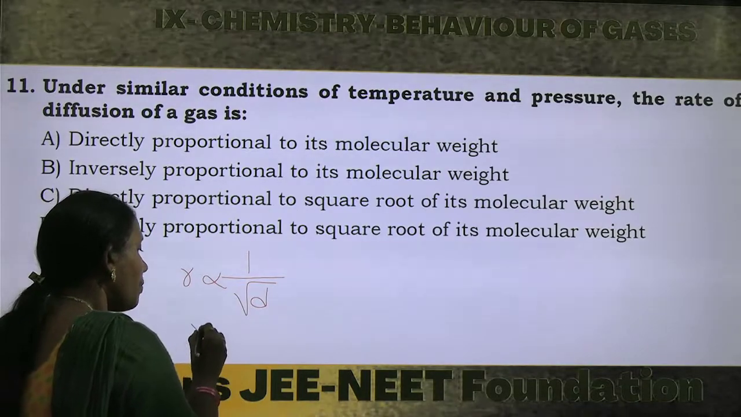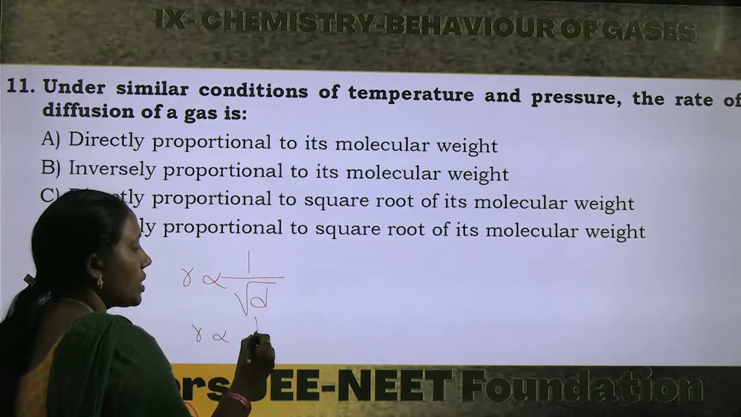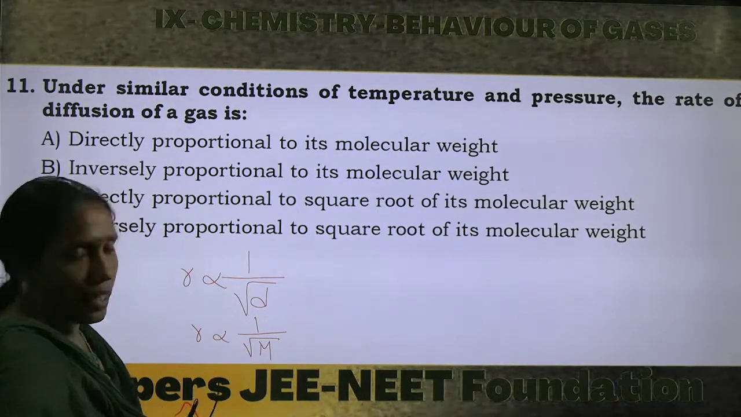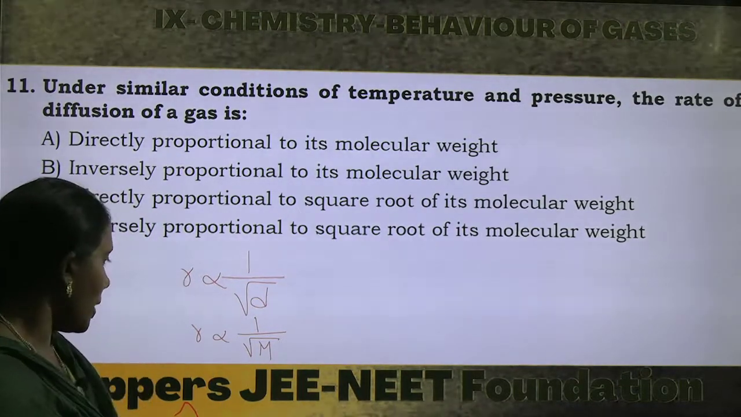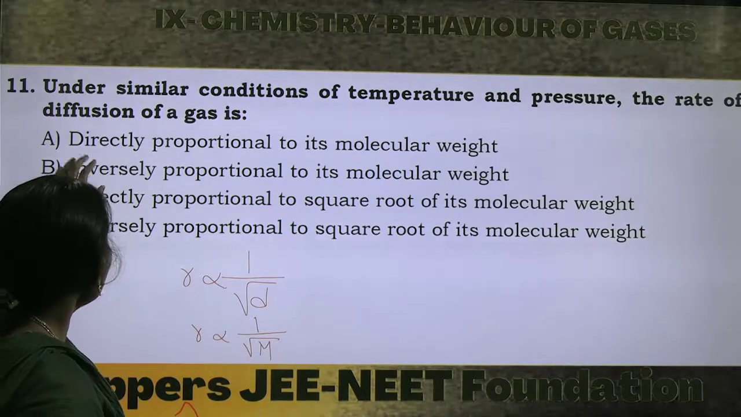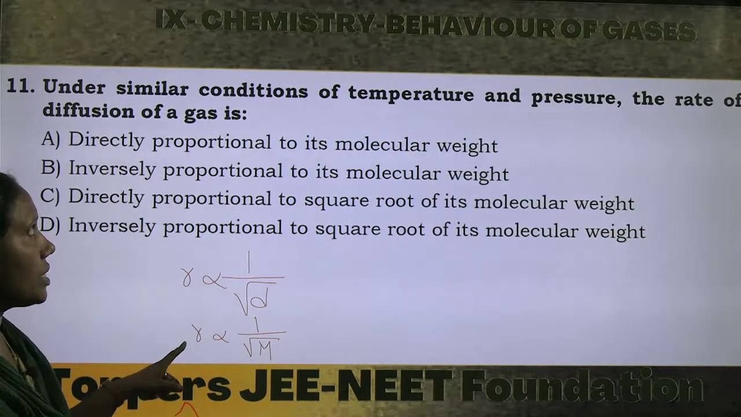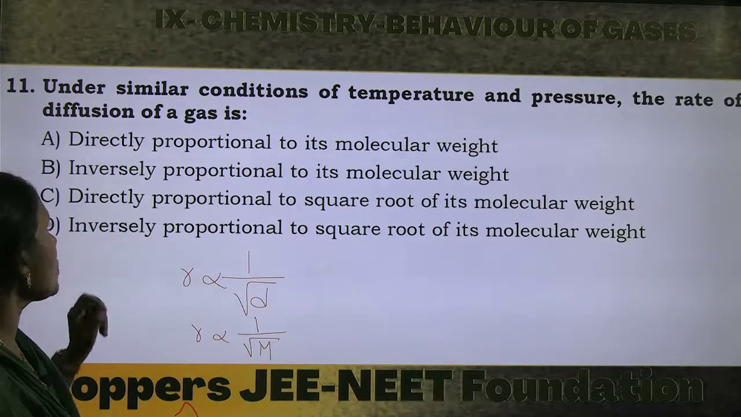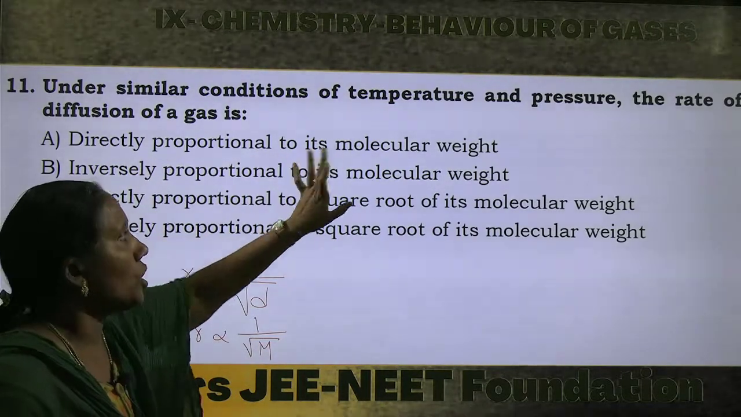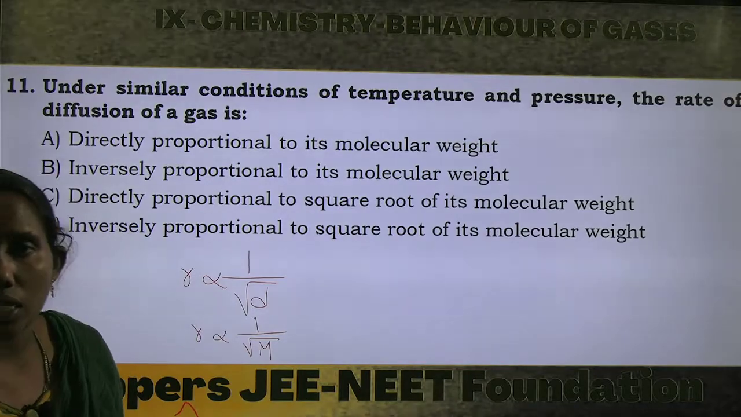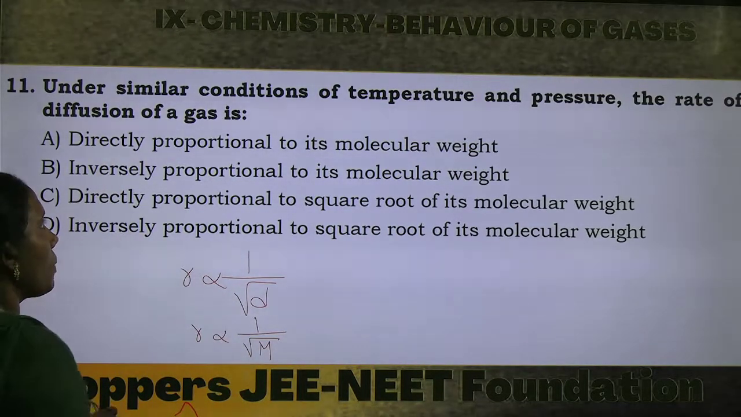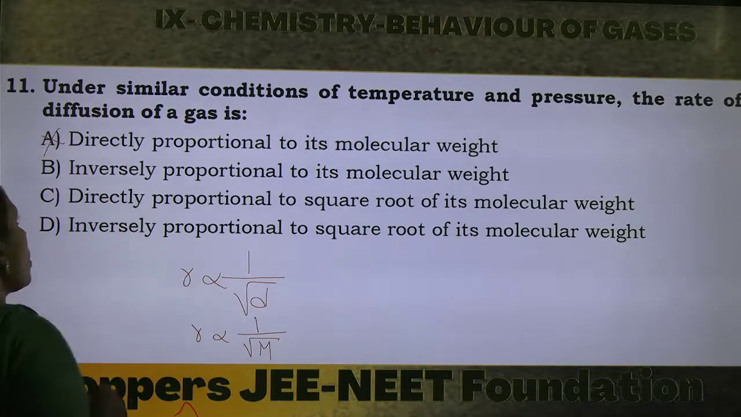So the rate of diffusion of a gas is inversely proportional to the square root of its molecular weight. Let us see here. Under similar conditions of temperature and pressure, the rate of diffusion of a gas is, first one, directly proportional to its molecular weight. No, the statement is inversely proportional, but here it is given directly proportional. So this is the wrong option.